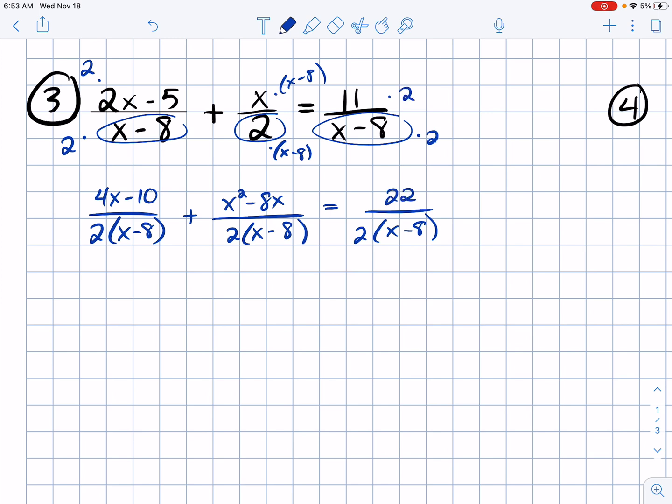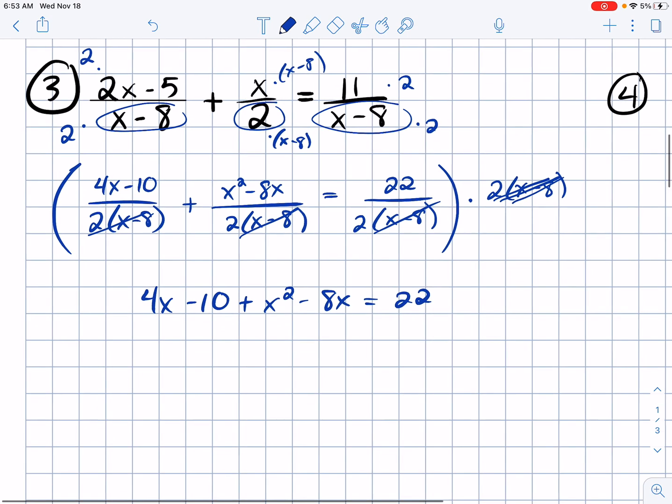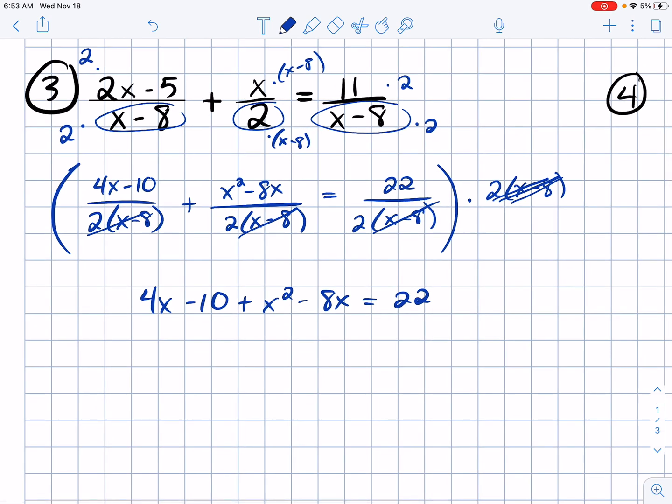Well, you can see that all the denominators are the same. When that's the case, if you wanted to, you could just multiply the whole equation by 2 times x minus 8, and to each term, it's going to eliminate your denominator. So whenever you have the denominators the same, you could just drop your denominators and set the numerators all equal to whatever that last rational expression is. And now we have a quadratic equation we're ready to solve.